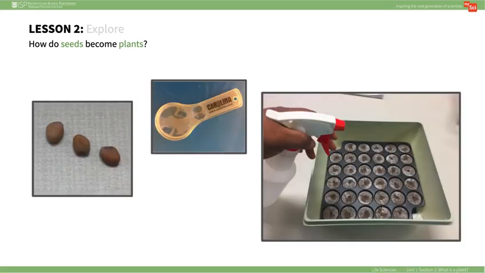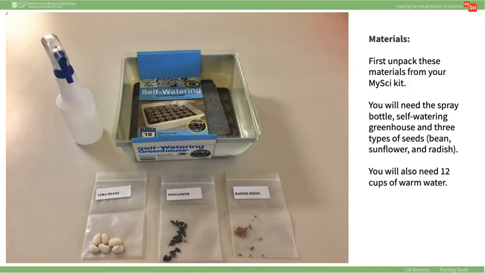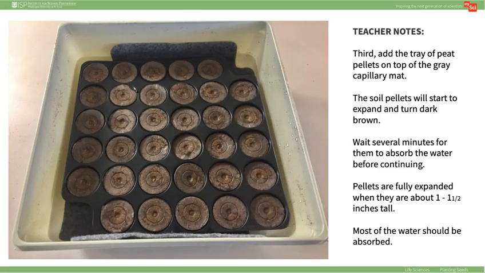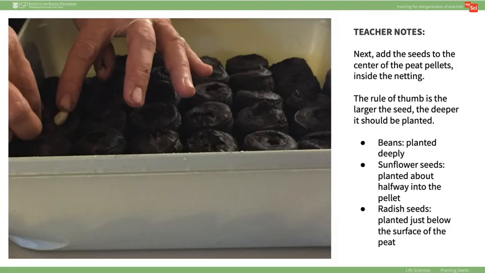In the Explore portion of the lesson, students will try growing some of the items from the bag, including the seeds. Prior to this activity, set up the seed sprouter. Add warm water to the tray to expand the soil pellets and allow them time to fully expand. Most of the water should be absorbed by the soil. Then demonstrate how to plant items in the soil.